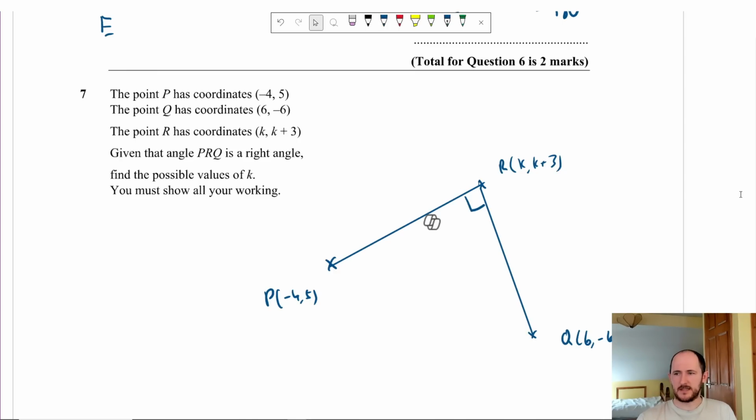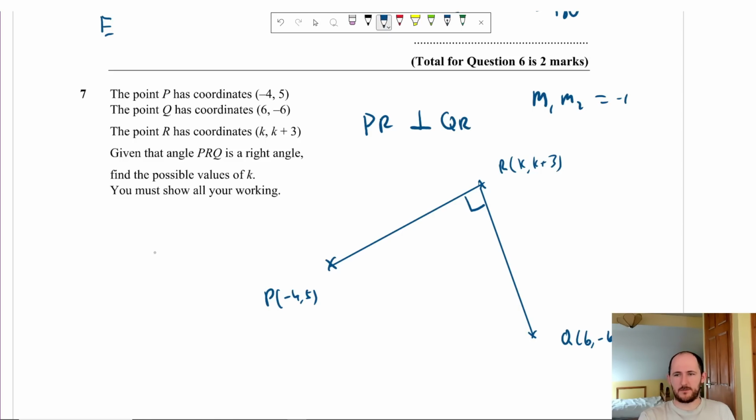Well, what can you tell me if this is a right angle? How does that help us? Well, it means that PR and QR are perpendicular to each other, right? And what can you tell me about perpendicular lines? Well, their gradients are negative reciprocals of each other, right? Or in other words, they multiply to -1. So let's work it out.